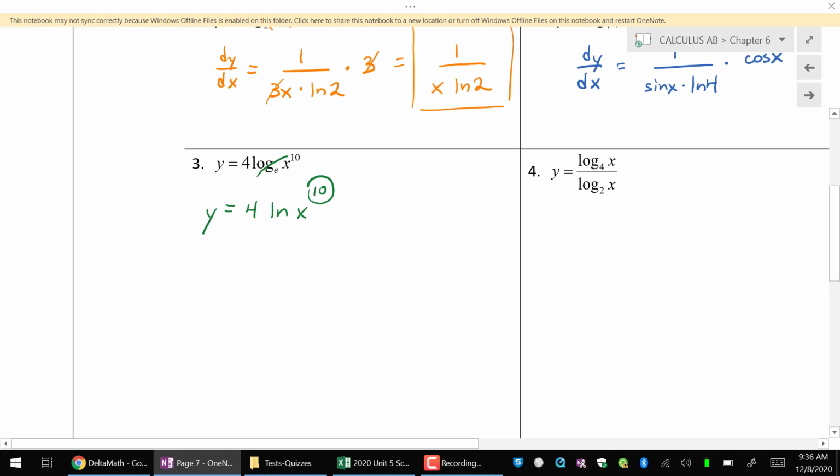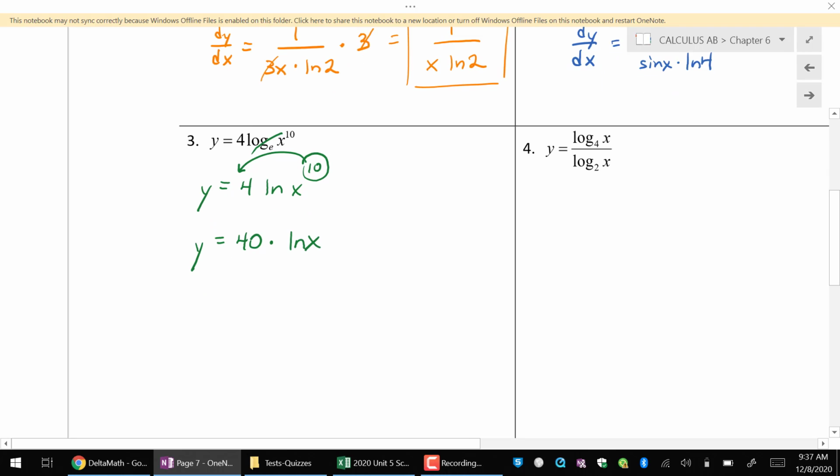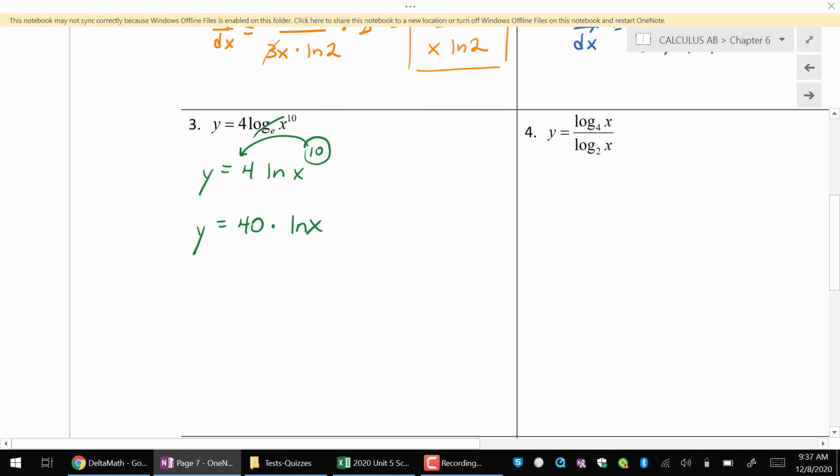I can apply the power rule here, exponent swing, and rewrite that as y equals 10 times 4 times the natural log of x. That's the log of a power property. So use properties to make your calculus easier. So far, I've done nothing but just some simplifying steps right here, and now I'm ready to write the derivative of 40 times the natural log of x, which would just be 40 times 1 over x.